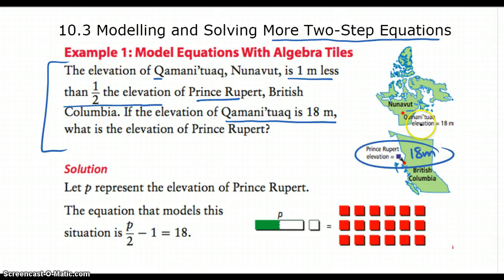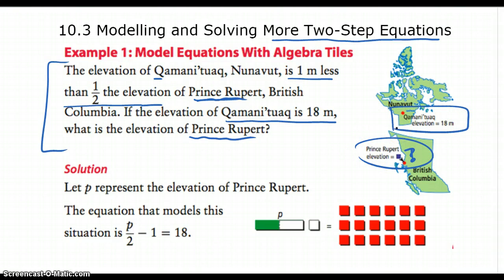So we got this piece here. This is 18 meters. Oh, no, that's the Rupert piece. Hang on. This is our unknown. It doesn't say anything about the elevation of Rupert. It compares it to Q-Town, but we don't know the elevation of Prince Rupert. Here's that Q-Town, and it's 18 meters.